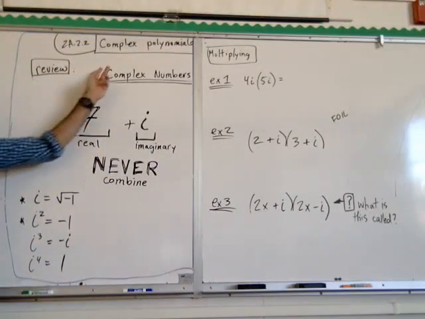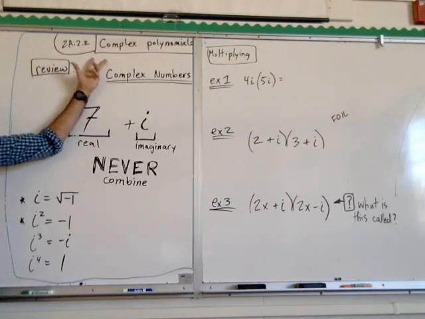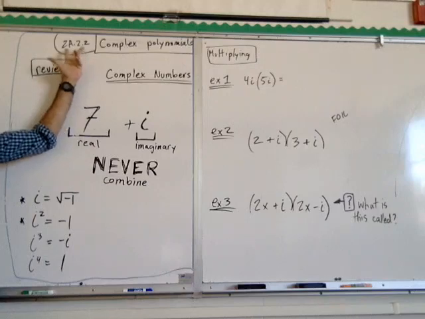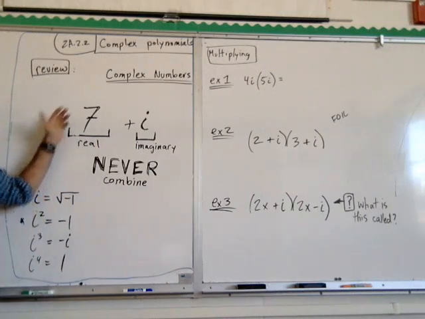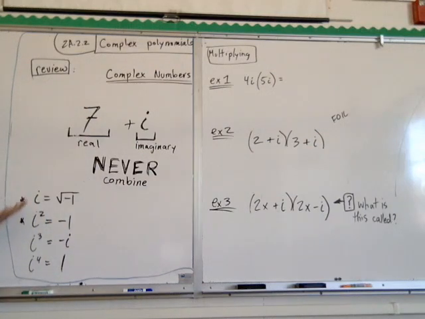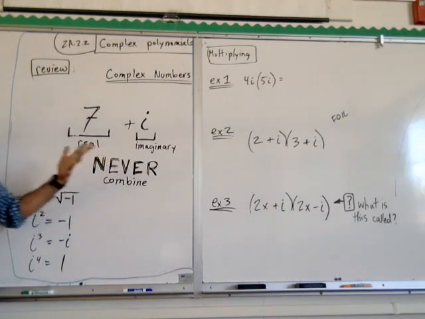Here we go. This is complex polynomials, complex numbers that are in the form polynomials. This is 2A.2.2, and a lot of this is review. Really, we're building on this knowledge, and we just have to bring back the idea about complex numbers. So, if you guys remember this, there's a real and an imaginary part of a complex number. The real always comes first, right?